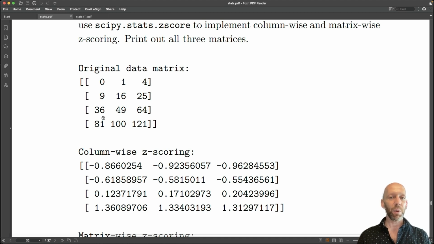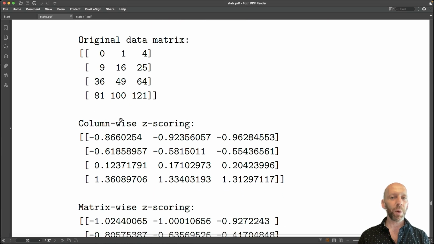So now we have this matrix, and the question is, do we want to z-transform the data in this matrix according to each column, or according to each row, or according to the entire matrix? So here I only specified to do it two ways, column-wise or matrix-wise. So here's the column-wise z-score transformation applied to this data matrix.